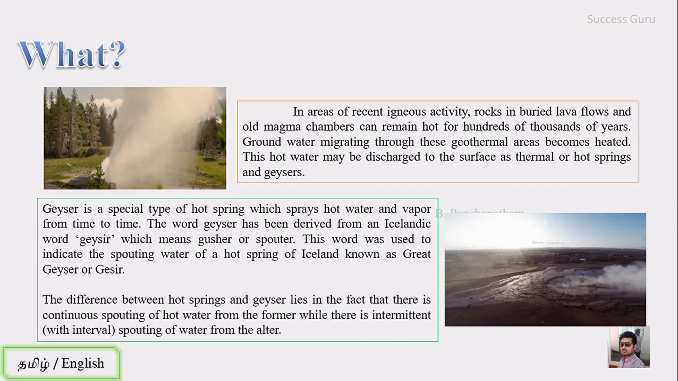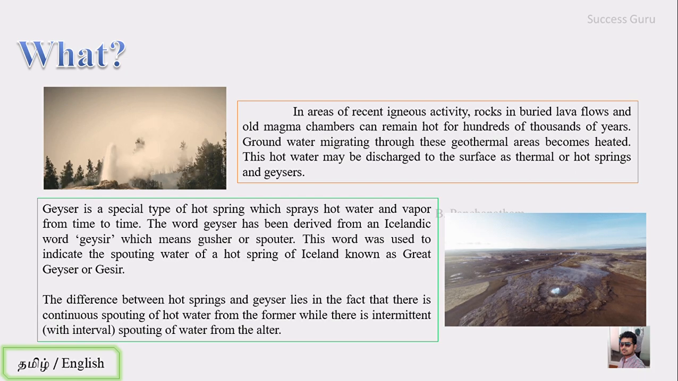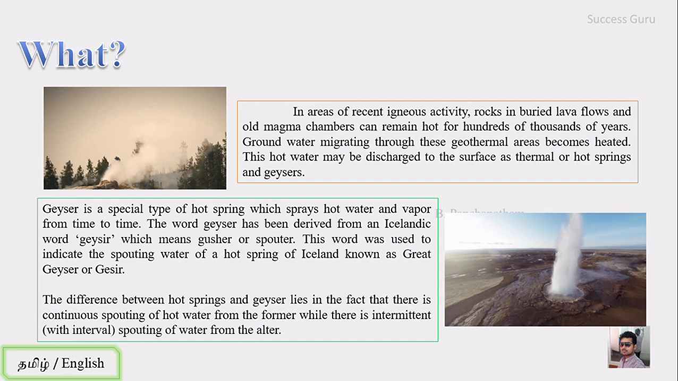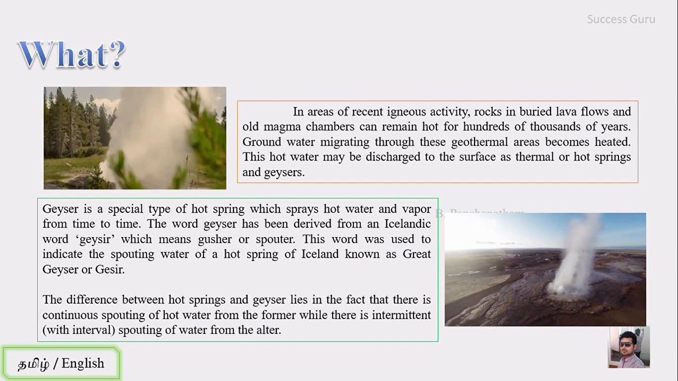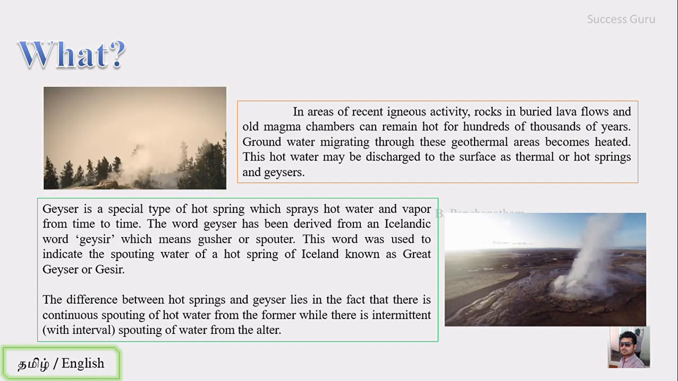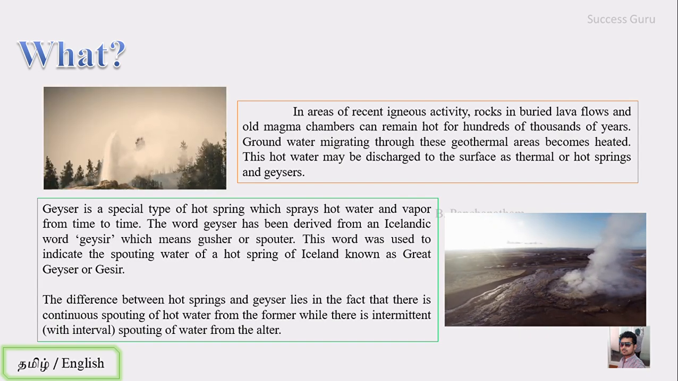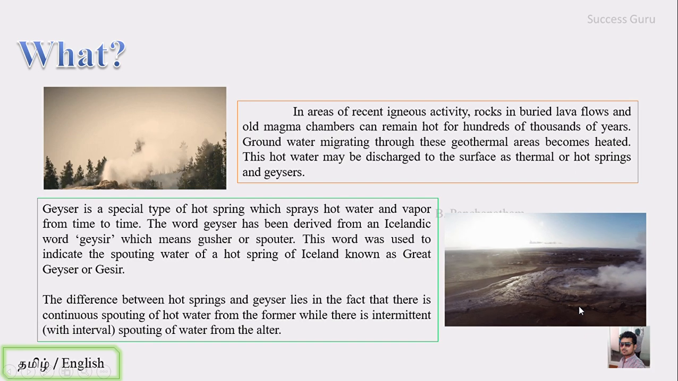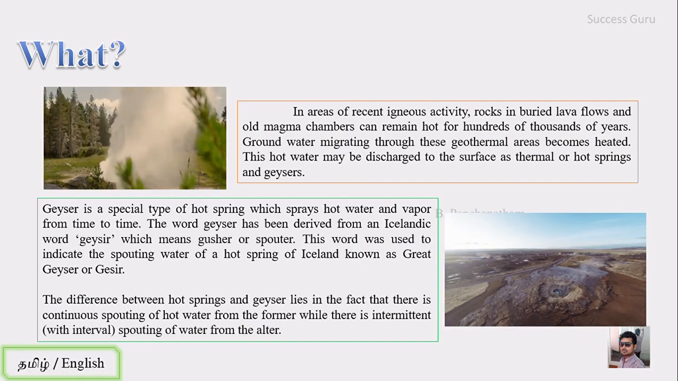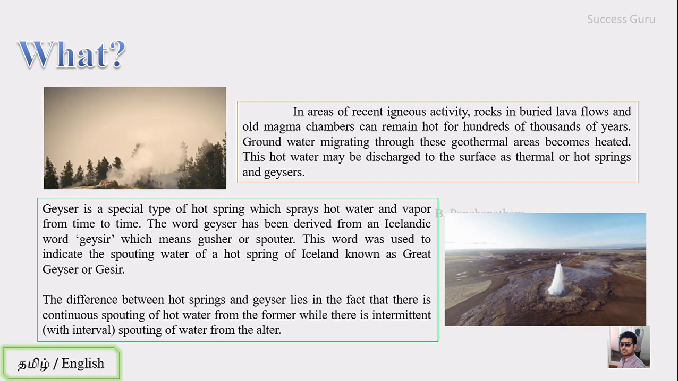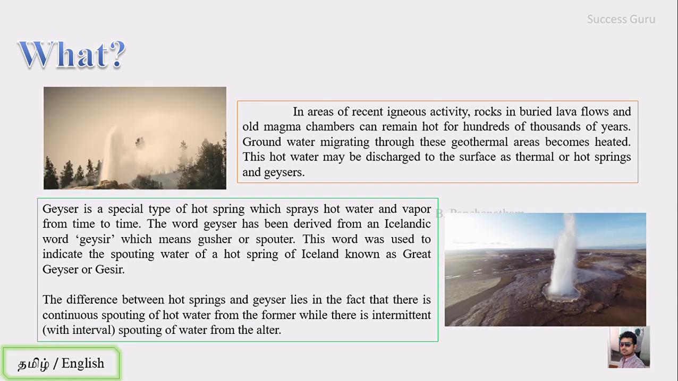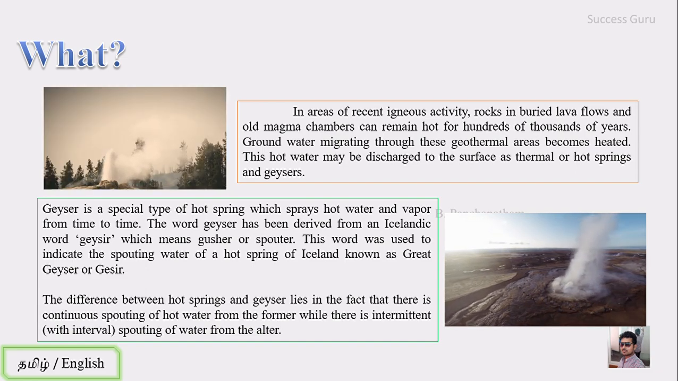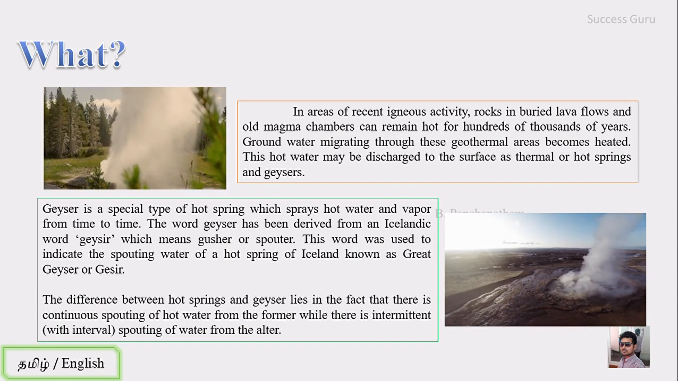The term geyser refers to a special type of hot spring which sprays hot water and vapor from time to time. The word geyser has been derived from the Icelandic word Geysir, which means gusher or spouter. This word was used for the spouting of water from a hot spring in Iceland known as the Great Geysir. On the right-hand side you can see the geyser in Iceland from which the term arrived. The difference between a hot spring and a geyser is that there is a continuous spouting of hot water in a hot spring, whereas there is an intermittent gap in the emission of hot water and steam in geysers.